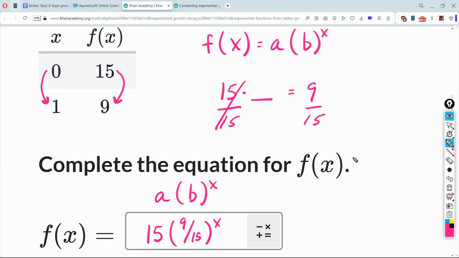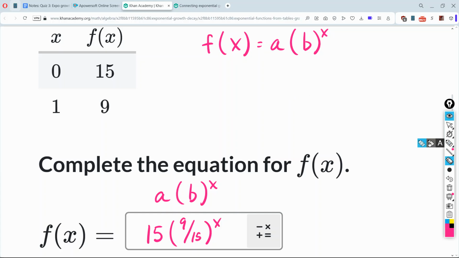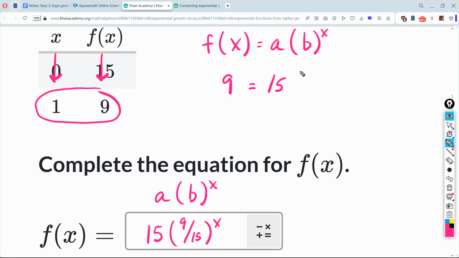Okay, if you don't like the way I did that, I'll do it the full-on algebraic way. Now we're focused on this coordinate right here, 1 comma 9, x equals 1, and f of x, or the y coordinate, equals 9. So in place of f of x, we can put in a 9. In place of a, we already solved for a, that's 15. B will leave alone. And x, the x coordinate, is just 1.